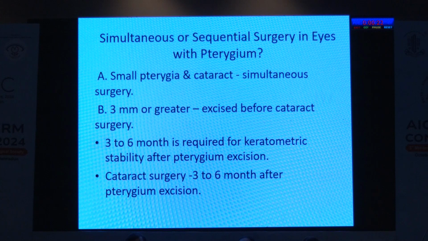Most say 6 to 8 weeks, but ideally it is 3 to 6 months that is required for keratometric stability after the pterygium excision. As we know, cataract surgery is a planned surgery, it is not an emergency surgery. So why hurry? It is better to wait for 3 to 6 months after pterygium excision.